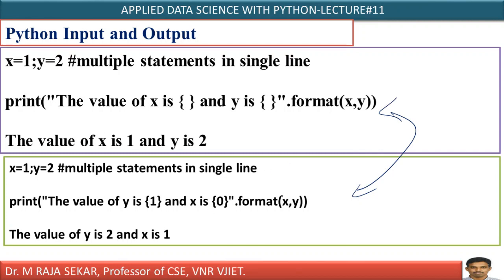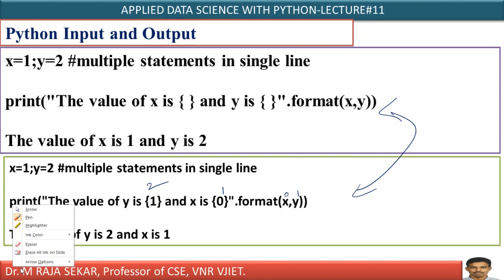What it says here, just see, the value of y is 1. This is positional. This is 0th position. This is 1st position. The value of y is 1 means which one is at index 1? Y. What is my y value? Y value is 2. Therefore, I will get it here. Which number is at index 0? At index 0 is x. What is x value? X value is 1. Therefore, in output, what will we get? The value of y is 2 and x is 1.